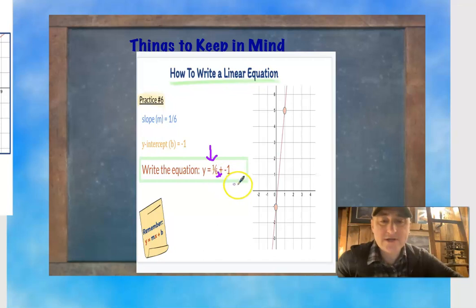Keep up the good work. Most people are putting this in the correct order. Just remember to put in your x.